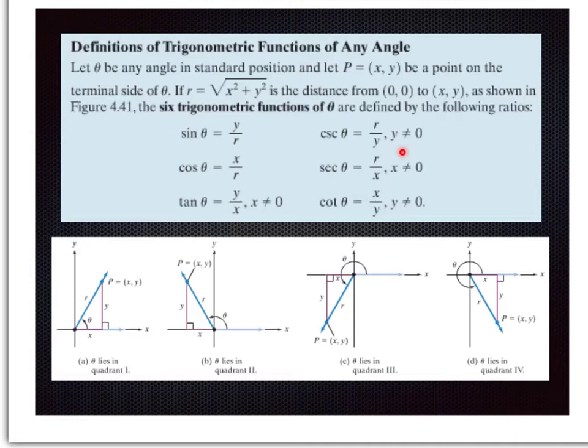And we can put the point in any quadrant. Here's quadrant 1, quadrant 2, quadrant 3, quadrant 4, and that particular point lies in that particular quadrant, so we can create a right triangle in that particular quadrant. So let's take a look at an example.